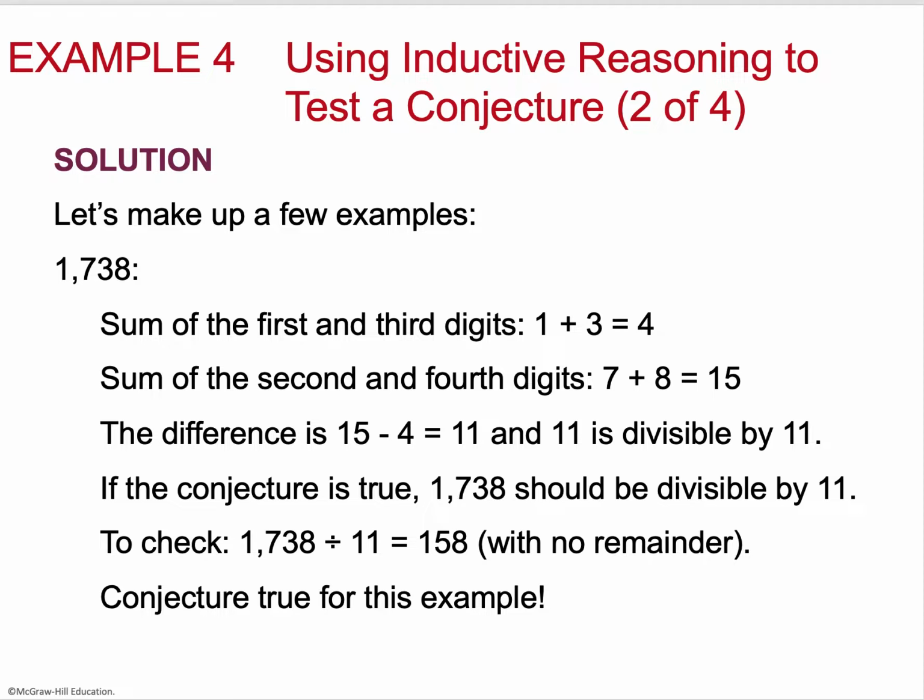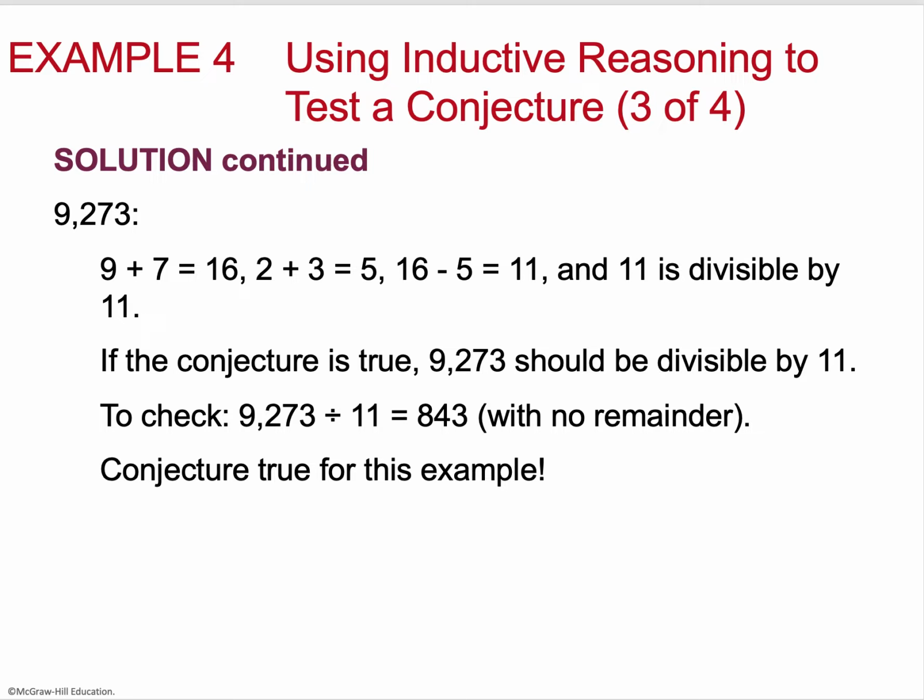So I've got to say, here's a 4-digit number, 1,738. I'm going to add the first and third digit, and that's 4. I'm going to add the second and fourth digit, and that's 15. It said the difference of those two numbers has to be divisible by 11. So when I do 15 minus 4, I get 11, and it's divisible by 11. Based on that and the information I was just told, it seems like the number would be divisible. So then I go ahead and try it out, and I find out that yes, it is divisible by 11, and it's based on my personal observation.